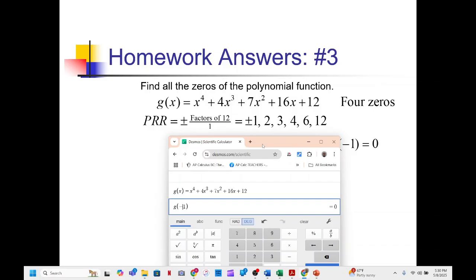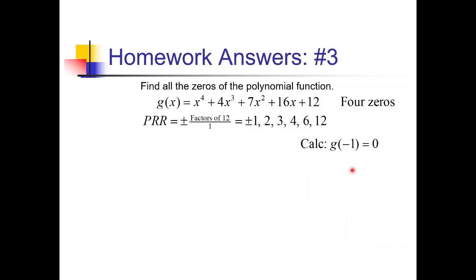Next up, we're going to do g of 2. That doesn't work. G of negative 2. That doesn't work. G of 3 gives us 312. G of negative 3 gives us 0. Here's another one. All right, so I've got 2 so far. So it's possible that I might have another 2 that are rational roots.